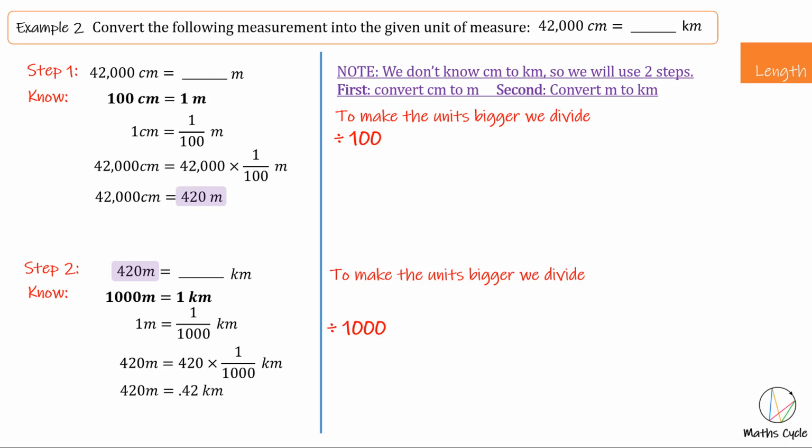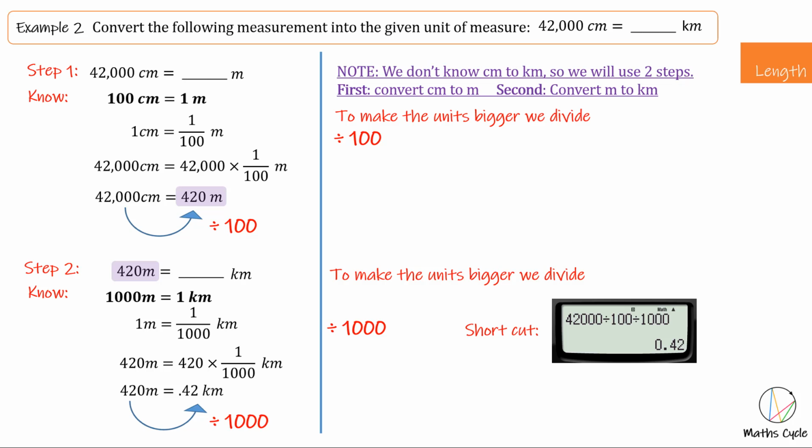Now let's look at ultimately what have we done. In step 1, ultimately, we divided by 100. And that's because we know there's 100 centimeters in a meter. Then in step 2, ultimately what we did was we divided by 1,000. And that's because we know there's 1,000 meters in a kilometer. So if you want a shortcut here, what you would do is take your 42,000, divide by 100 to change to meters, divide by 1,000 to change to kilometers, and you get 0.42 of a kilometer. Okay.